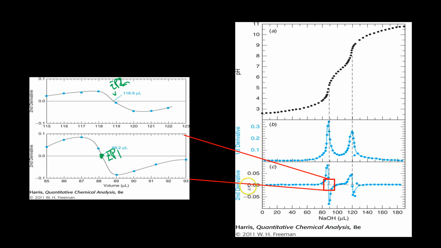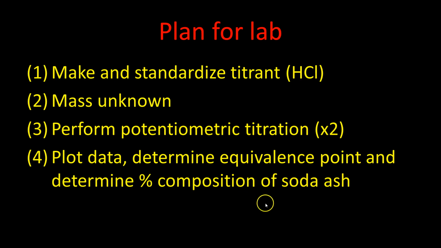And just like we did with the KHP, your soda ash is actually in a mixture, and so you're going to determine the weight percentage of that mixture. The plan for the lab is, first, you're going to make and standardize a titrant. In this case, the titrant is HCl. This can be just like you did with the sodium hydroxide, except you're going to use a slightly different indicator. We're going to use bromocresol green. You're going to do pretty much the exact same thing you did previously: use a standard that you know, titrate it, and use that primary standard to make a secondary standard of your titrant.